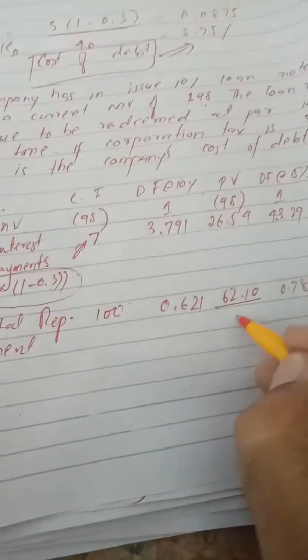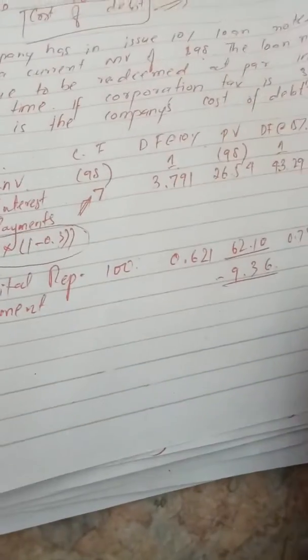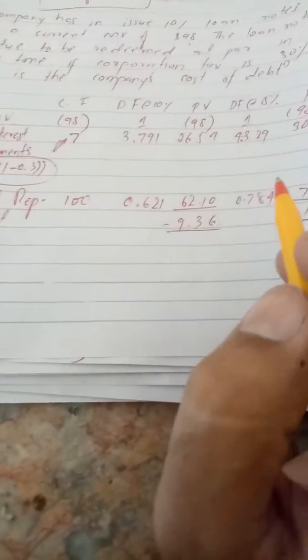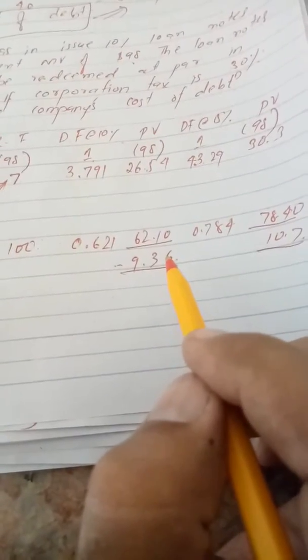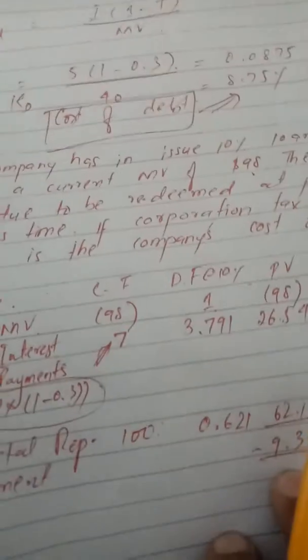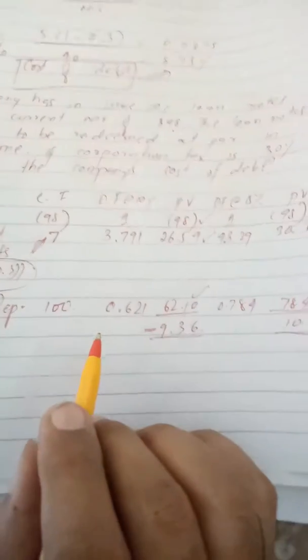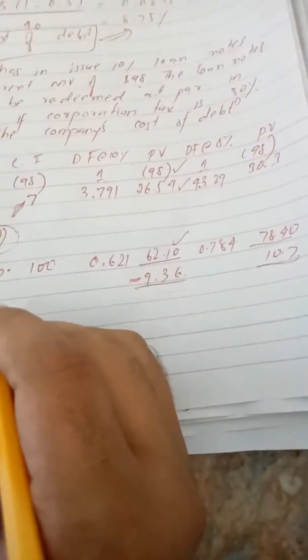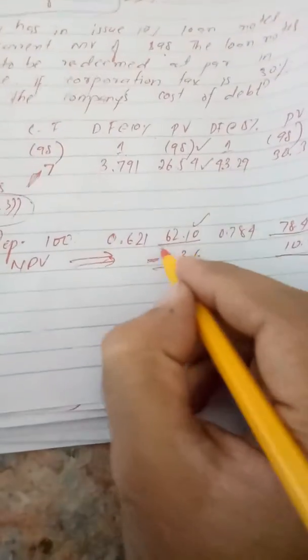Present value would be what? Minus 9.36, and that would be 10.7. This is how it has to be displayed. Just subtracting 98 from the sum of the present values, the value is minus 9.36 at 10% and 10.7 at 5%. These two values form the NPV.